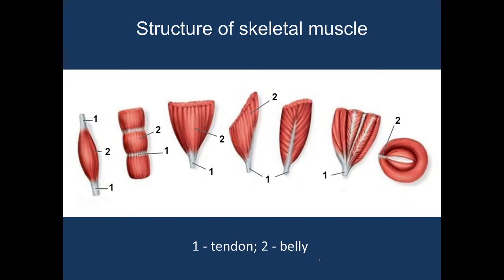A couple of words about structure. Despite their diversity, all muscles have a roughly similar structural plan. You see here different muscles, but in almost all these organs we can find two components. One is the tendon, here is the tendon, the part of the muscle which is fixed or combined with the bone, and the second is the belly. This is the part of the muscle between two tendons.